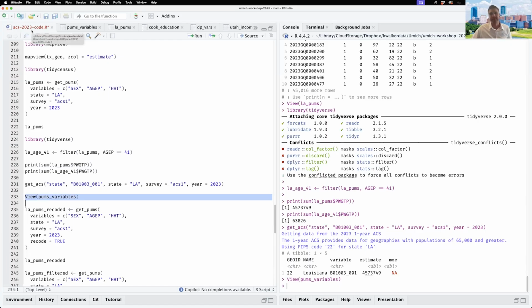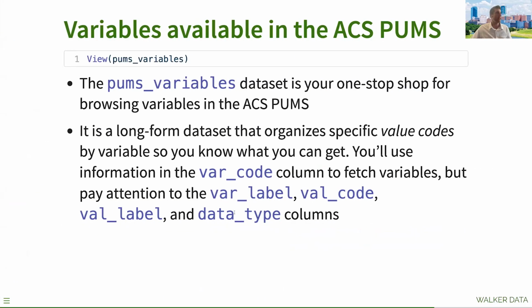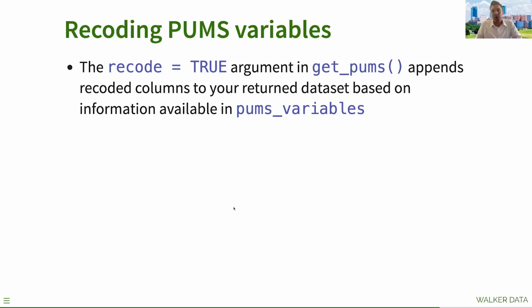And then you can bring in this information to your data by using recoding. And so if you use the argument recode = TRUE, you can append recoded columns to your data set based on the information in pums_variables. This is really handy because it's tough to even remember. I don't even always remember, for a variable like sex, where the values are male and female, is male 1 or is it 2? That's the kind of thing. It's handy to put in the recode.